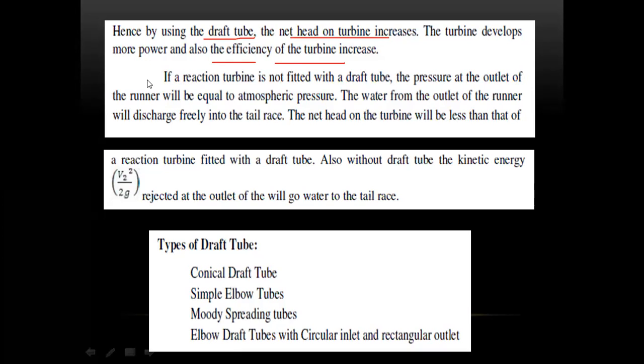Okay. If the reaction turbine is not fitted with the draft tube, the pressure at the outlet of the runner will be equal to the atmospheric pressure. The water from the outlet of the runner will discharge freely into the tail race. The net head of the turbine will be less than that of the reaction turbine fitted with the draft tube. Therefore, without the draft tube, the kinetic energy v square by 2g rejected at the outlet of the turbine will go waste to the tail race.